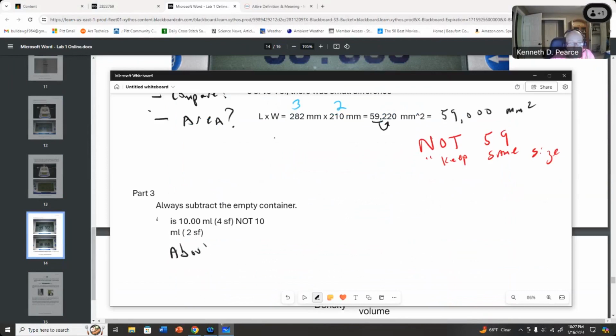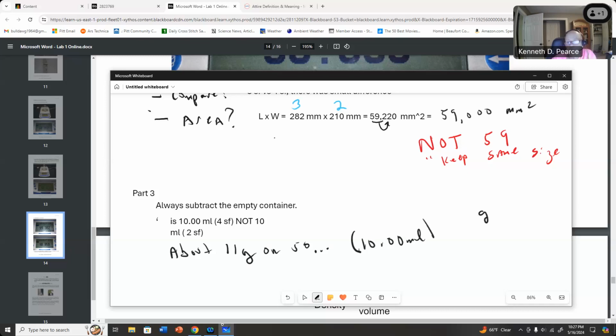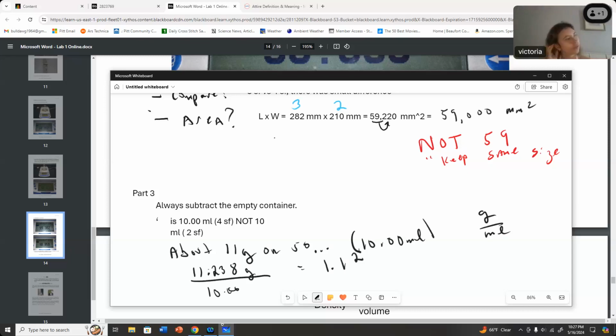You should get about 10, let's say 11 grams or so. Now you've got to remember, this is for 10 milliliters. We want to know the density in grams per 1 milliliter. So what do we need to do with that 11, let's say it's 11.2318 or whatever. I'm just making up numbers. Well, you have to divide by 10. And that'll give you the density of that one, 1.1238 grams per milliliter. You do that for all 3.